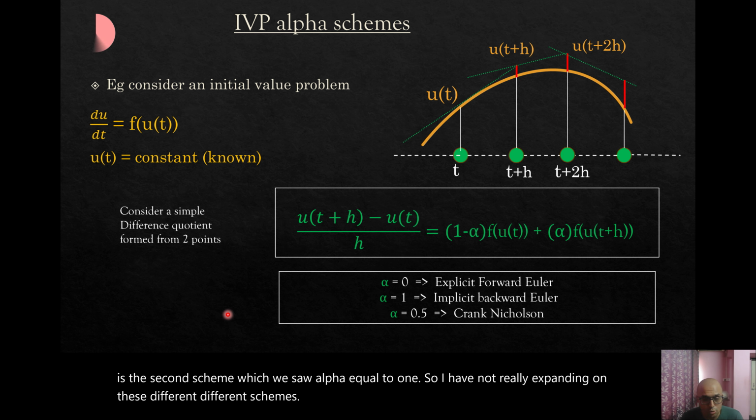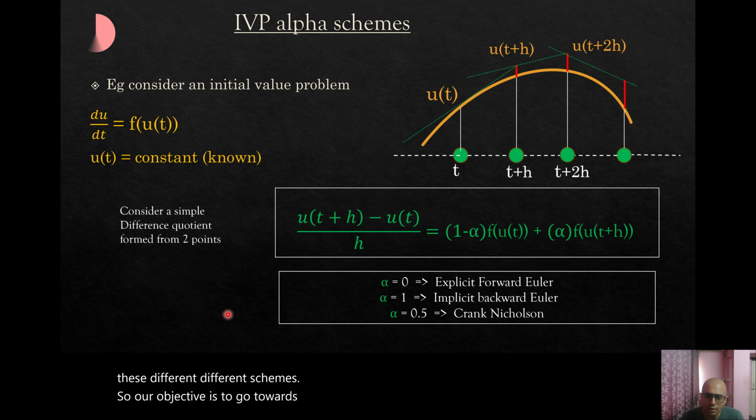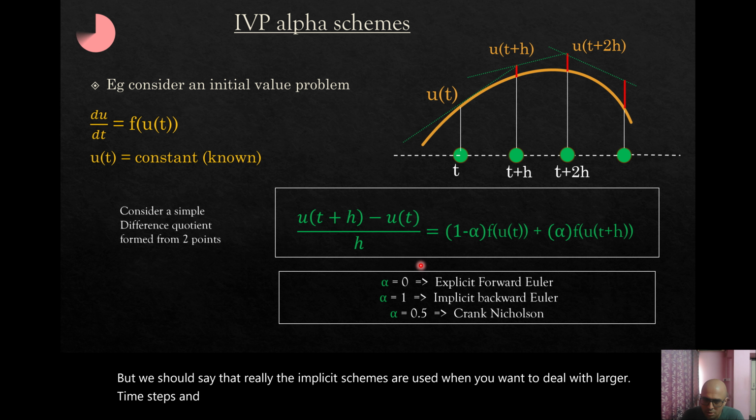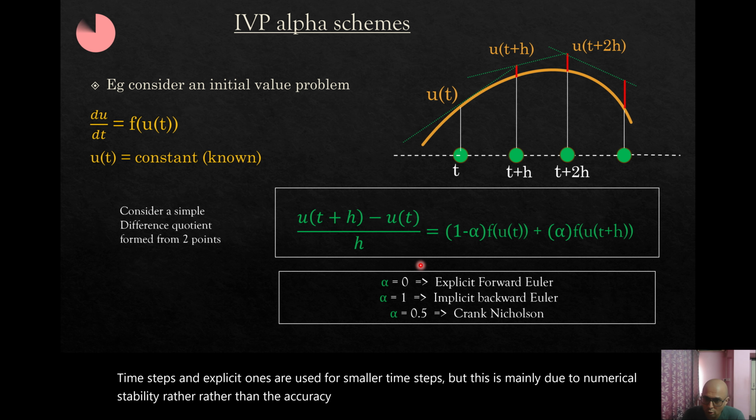So our objective is to go towards finite elements. But we should say that really the implicit schemes are used when you want to deal with larger time steps, and explicit ones are used for smaller time steps. But this is mainly due to numerical stability rather than the accuracy, I mean the order of h accuracy.